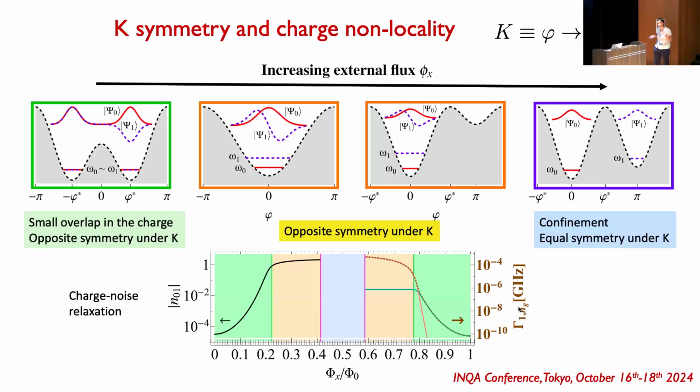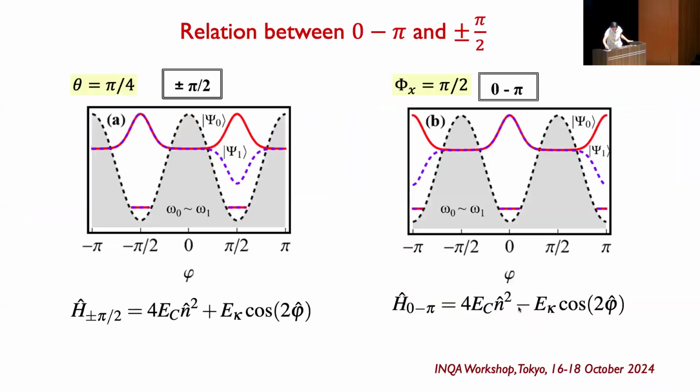Okay, that was quite unexpected. At the beginning, we were a bit puzzled. But then we said, okay, so what is then the difference? Let's analyze a bit better the difference between these two situations. The situation in which we have the degenerate well at plus minus pi over 2, essentially, so different symmetry, and the final situation at phi x equal pi over 2, where we have the 0-pi well. You see, the two states have exactly the same symmetry in the plus minus pi as a function of the phase.